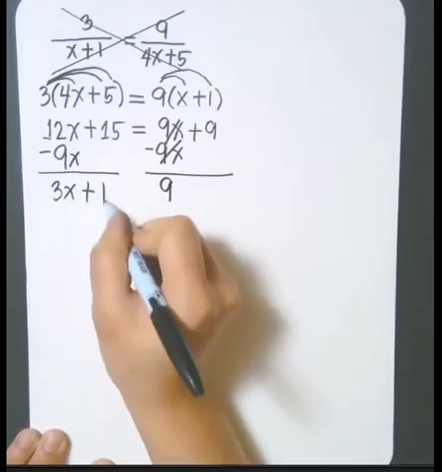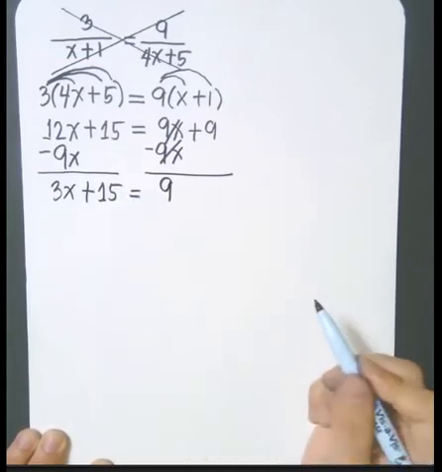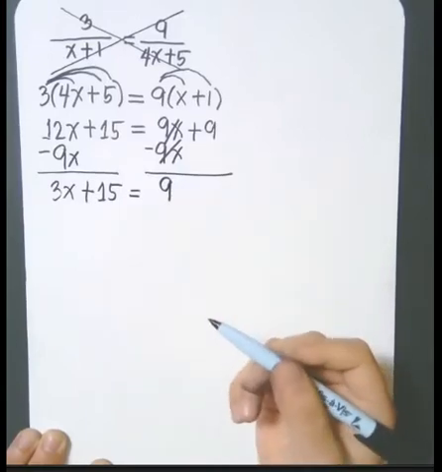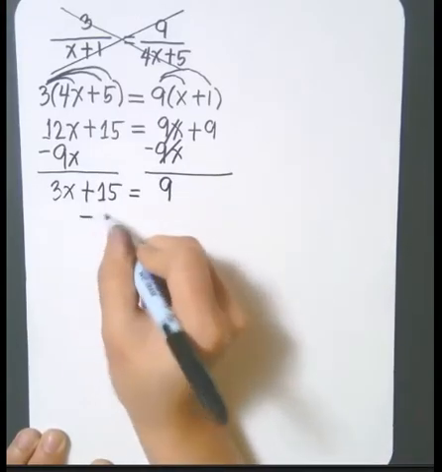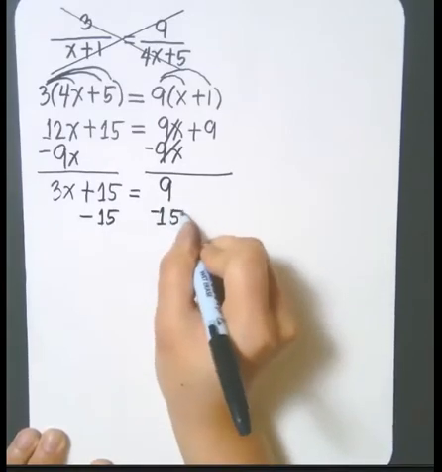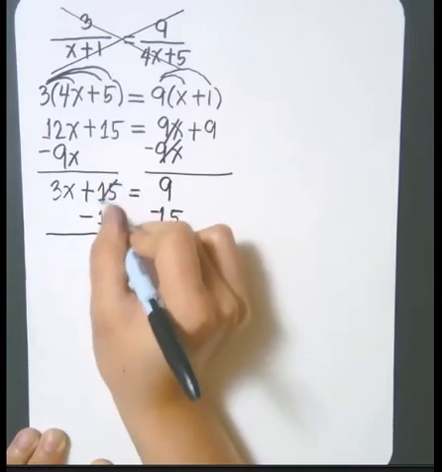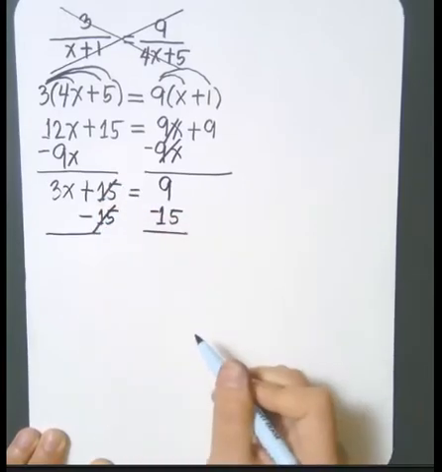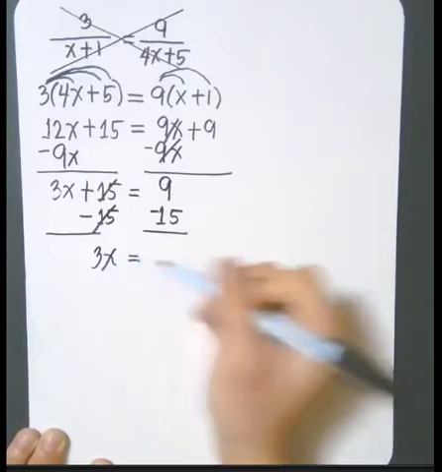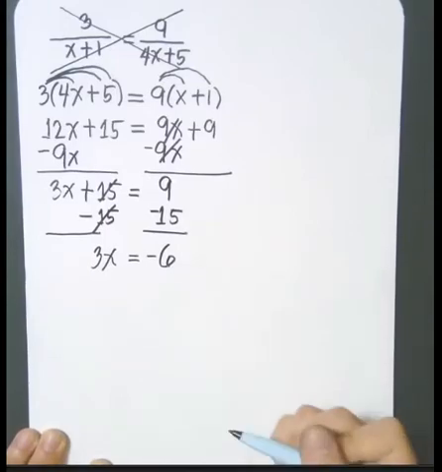Bring down plus 15. As I've said, we need to put all our constants on the other side of the equation. So we subtract 15 from both sides of our equation. 15 minus 15 is equal to 0, so that cancels out. We have 3x equals 9 minus 15, which is negative 6.